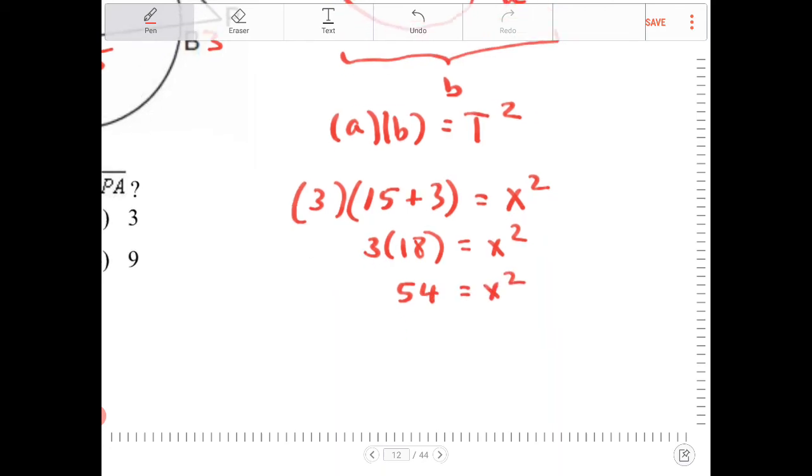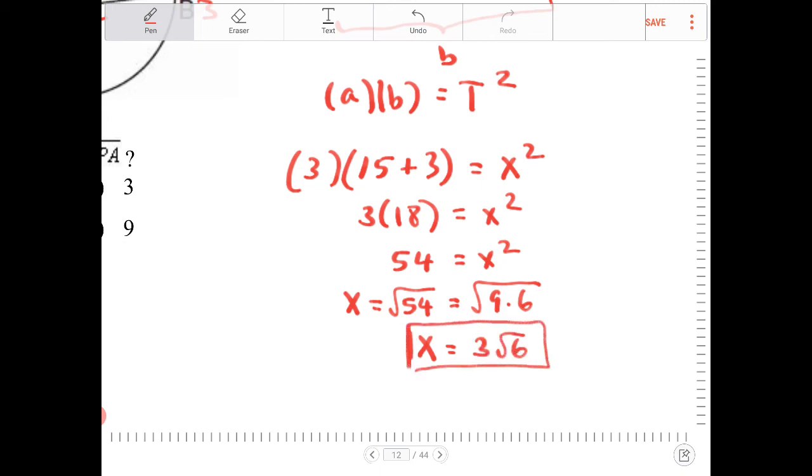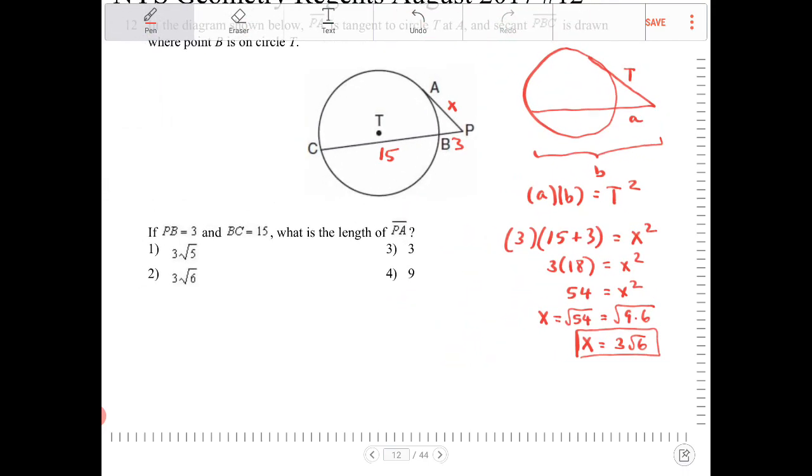And then we're going to take the square root of both sides. x is equal to the square root of 54. And the square root of 54 is equivalent to the square root of 9 times 6. So therefore, x is equal to 3 square root of 6. And that would be option 2.